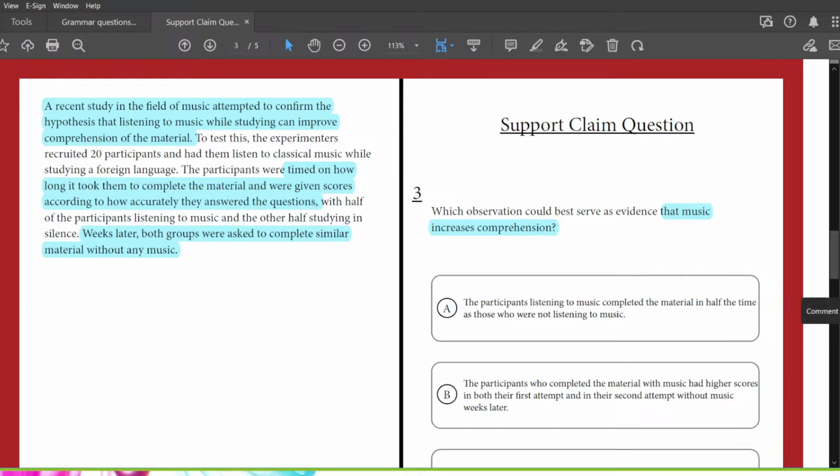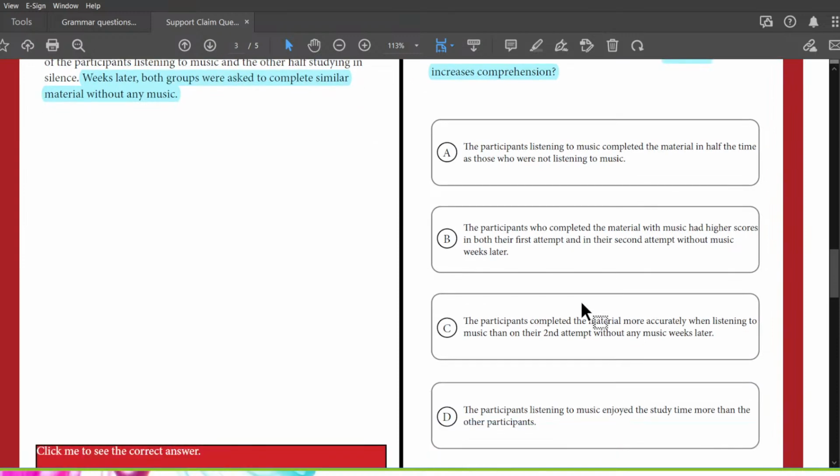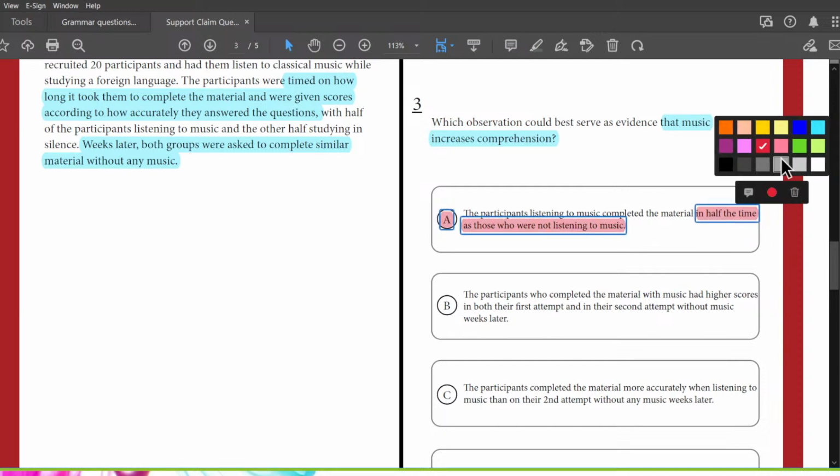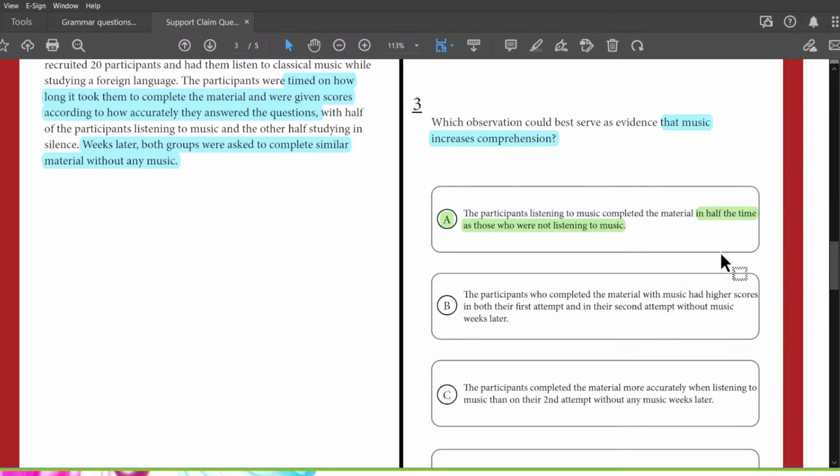All right. Now, I'm seeing some of the different, so I see some A's, I see some B's, and I see some C's. I don't see any D's. So let's just go look at D. The participants enjoyed the study time more. Yeah, okay. All right, good. None of us marked this one. This one's obviously bad. All right, so let's go ahead and look at A, B, and C. So participants listening to music completed the material in half the time as those who were not listening to music. This does seem like this could be positive. What's the only problem with that?